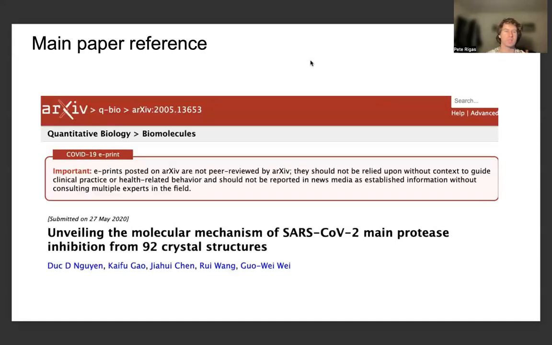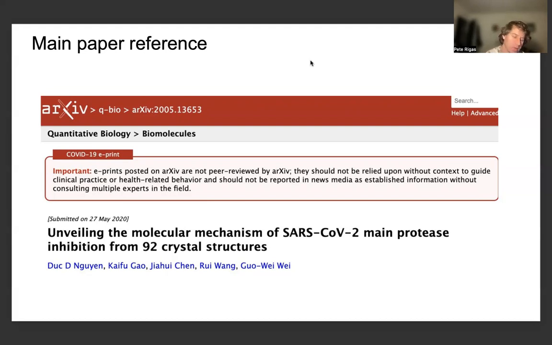So the main paper reference that we're going to be using is something in quantitative biology under biomolecules from the arXiv from a couple of years ago. And what it looks at is unveiling the molecular mechanism of SARS-CoV-2 main protease inhibitor from 92 crystal structures. What the authors in this paper look to do is determine how the possible binding pockets from the COVID-19 crystal structure can be deduced from a structural perspective.